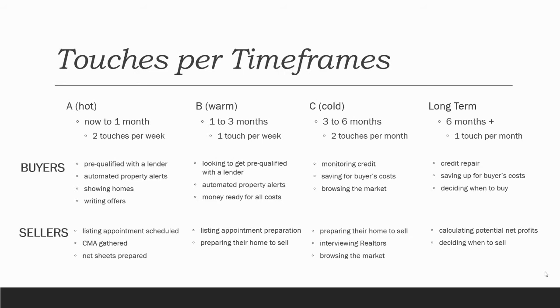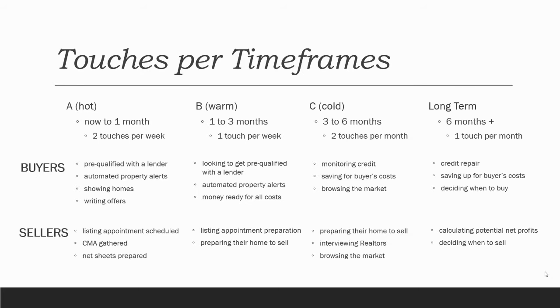So an A buyer is most likely pre-qualified with a lender. They're on automated property alerts, hopefully coming from you. They are out in the market looking at homes, hopefully you're showing them, and you're writing offers with them on homes they're interested in. They're ready to buy.